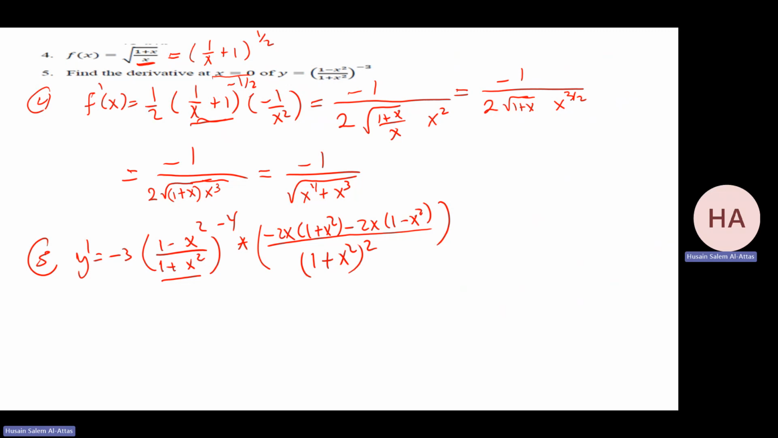Is there a need to simplify it? No. Since I want to find it at 0, 0 cancels many things. Actually, the answer will be 0. This is minus 3, 1 minus 0, which is 1 to the power minus 4, times what? I have here 0 minus 0 over 1. So the answer is 0.